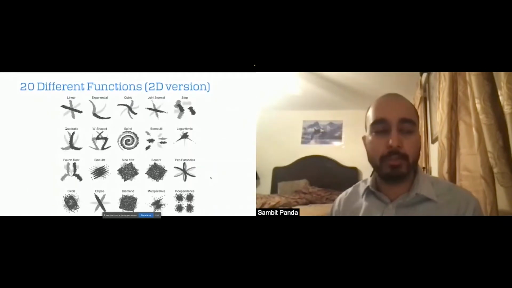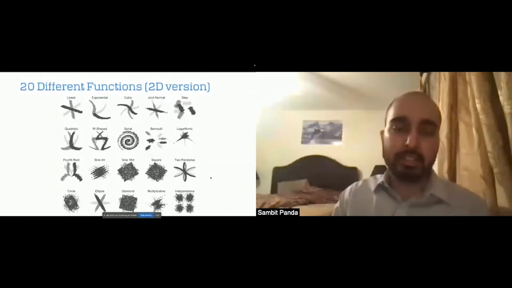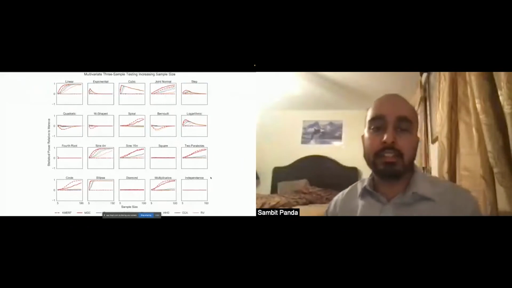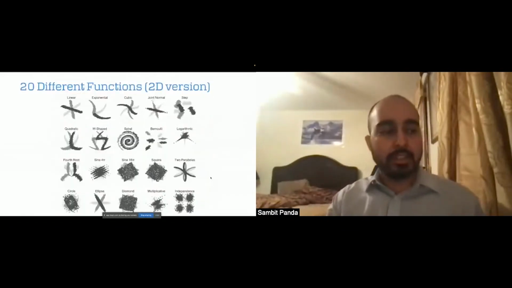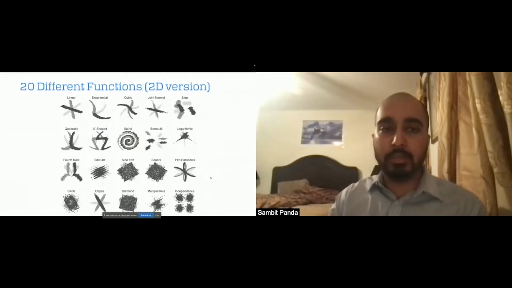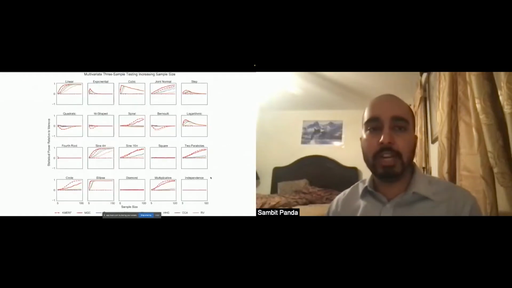Next, we wanted to look at not just Gaussians, but distributions that are used in the machine learning literature for tests. So we looked at each of these, and we just took one sample and then rotated it twice to get two other samples. Here we show our relative power curves relative to MANOVA.